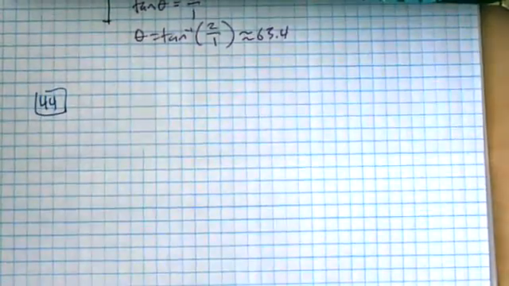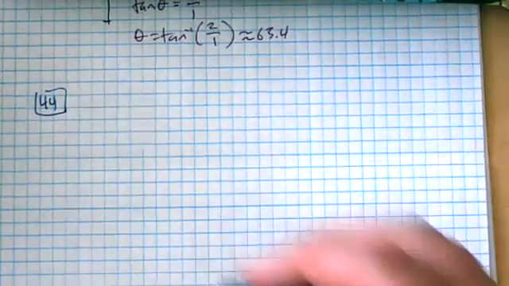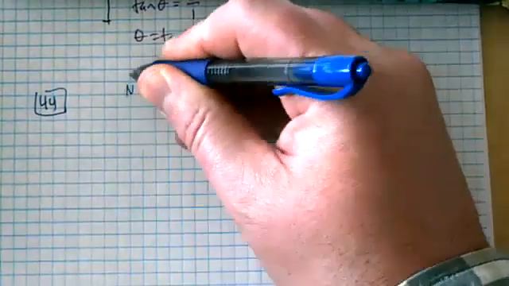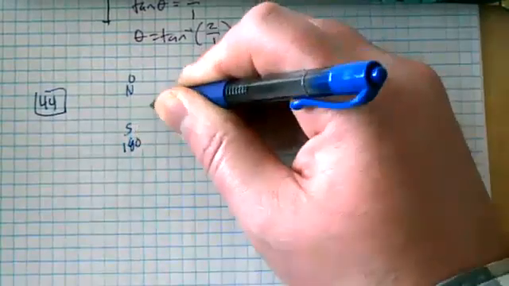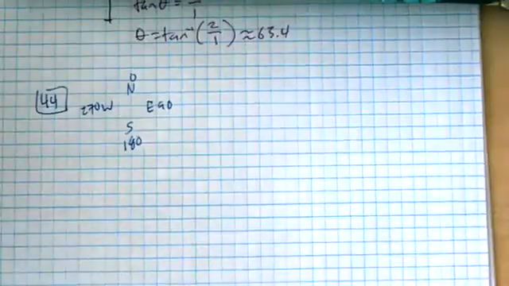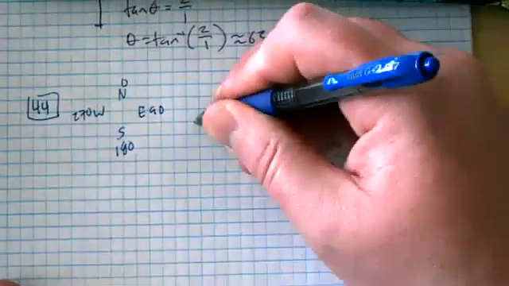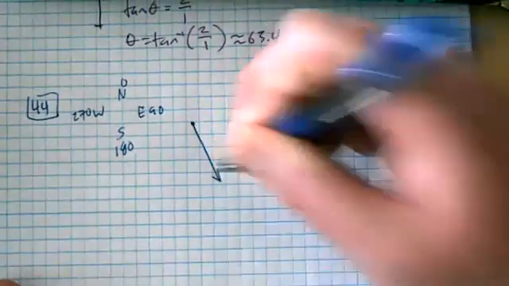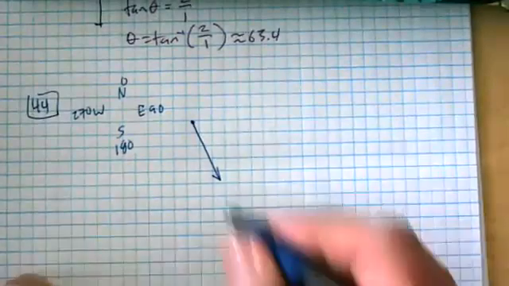So an airplane is flying on a compass bearing of 170. So remember, north is 0. So south would be 180. East is 90. West is 270. So 170 is going to be pretty close to south, a little bit east of south. Agreed? So the plane is flying that direction, 170, at 460 miles per hour.